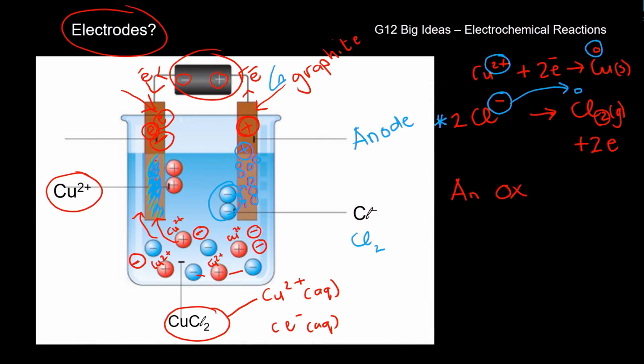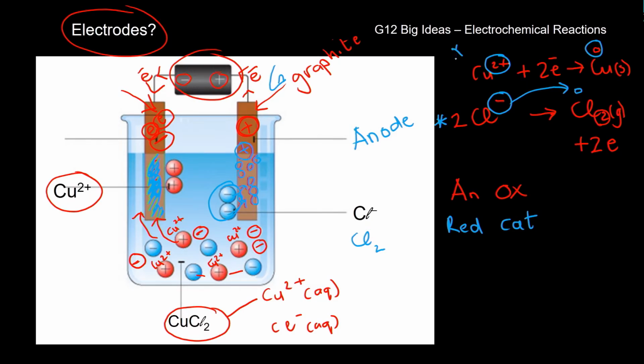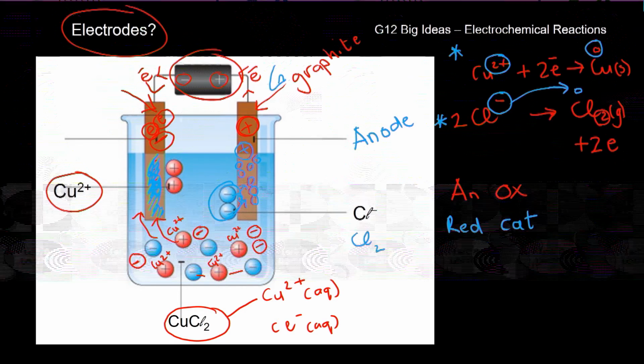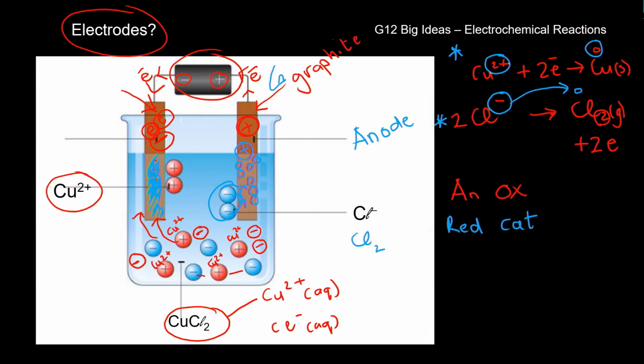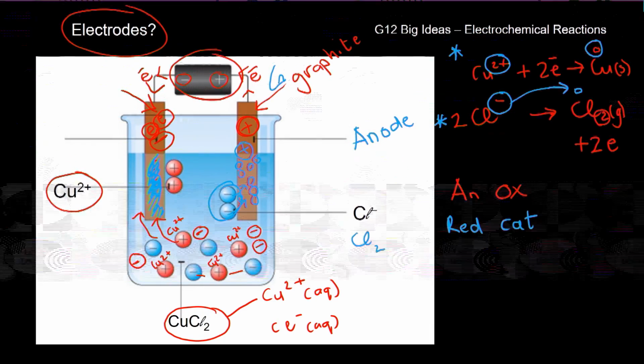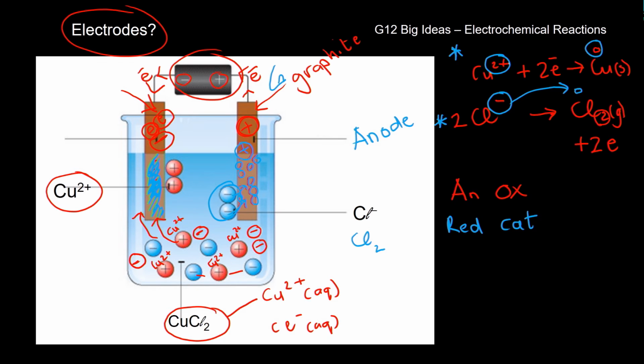But let's just check. The red cat, that is what we have to say in our heads to remind ourselves: reduction happens at the cathode. Which reaction is the reduction reaction? It is this reaction here. We've just worked it out. So copper 2+ becomes copper solid. It is 0. It's a pure substance. And so that is the reduction half reaction. And so this electrode is called the cathode.